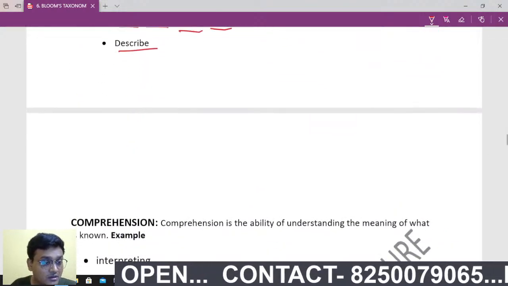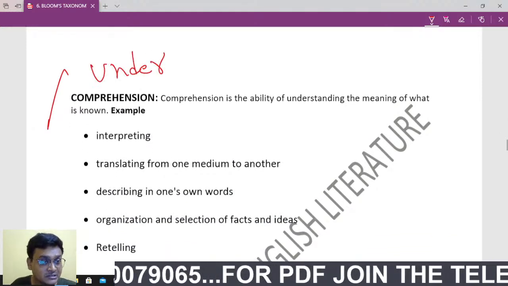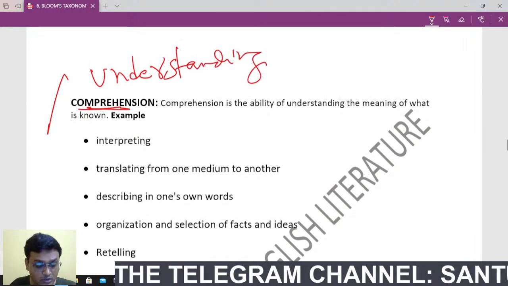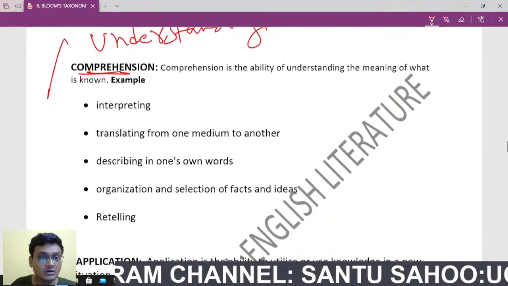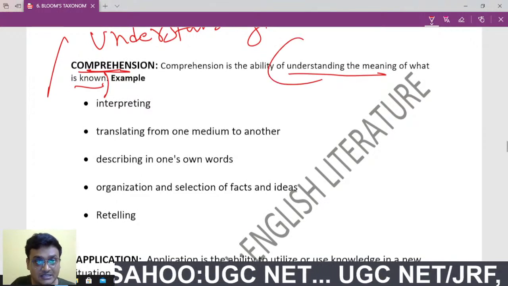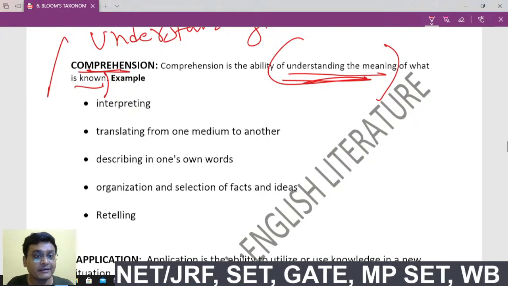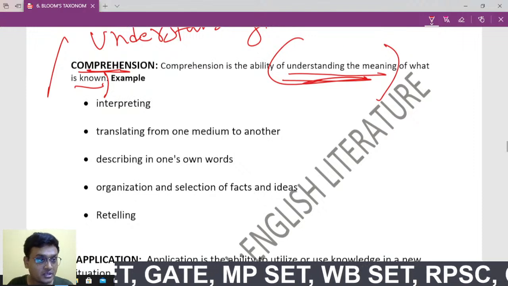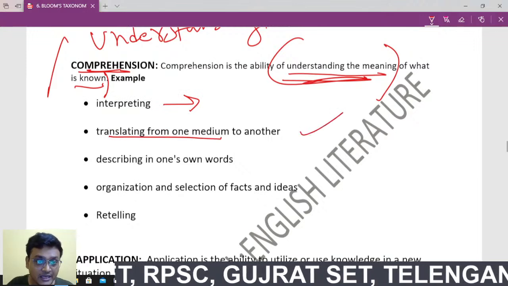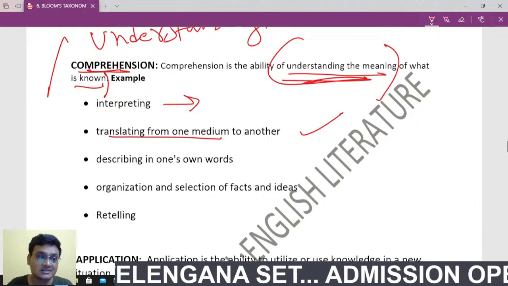Now let's talk about comprehension, that is understanding. Sometimes instead of comprehension they can give understanding. Comprehension is the ability of understanding the meaning of what is known. So what is comprehension? Understanding something, grasping the meaning. Like interpreting, explaining, translating from one medium or language to another language. If you understand, then you can translate.